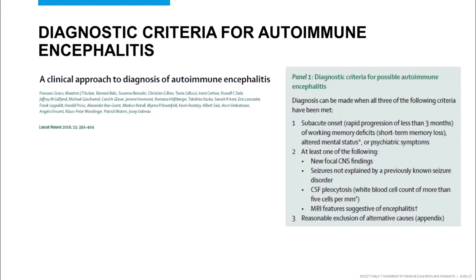So they have to have a subacute onset, with rapid progression, of working memory deficits or short-term memory loss, altered mental status, or psychiatric symptoms. They may have focal CNS findings, seizures, CSF pleocytosis, or MRI findings, and then exclusion of other causes.